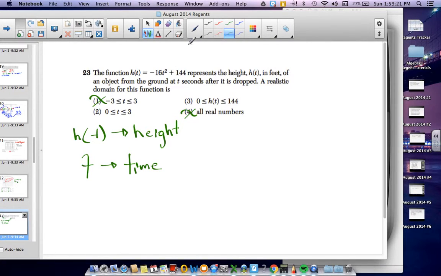And looking through the choices, choice 2 exactly models what we're talking about there, from 0 to 3. The word realistic is very important here, because someone might just look at this and go, oh, it's a parabola, that could be all real numbers for the domain, which is true, but if we're talking about a real world problem here, we can't have negative time values or t values for t.